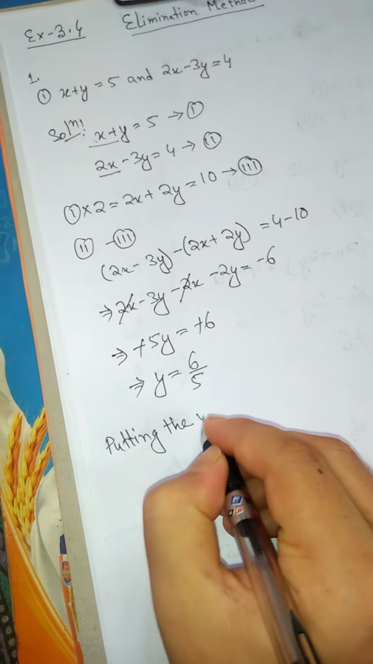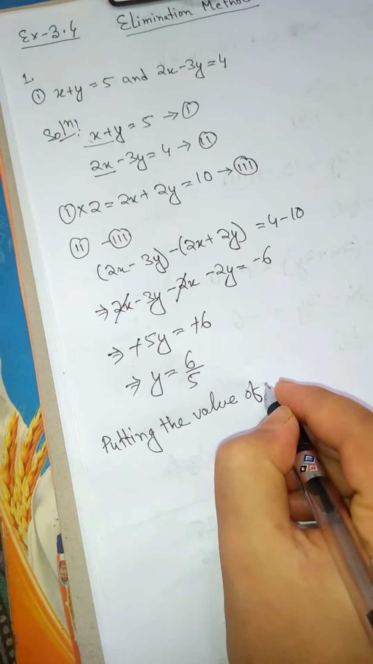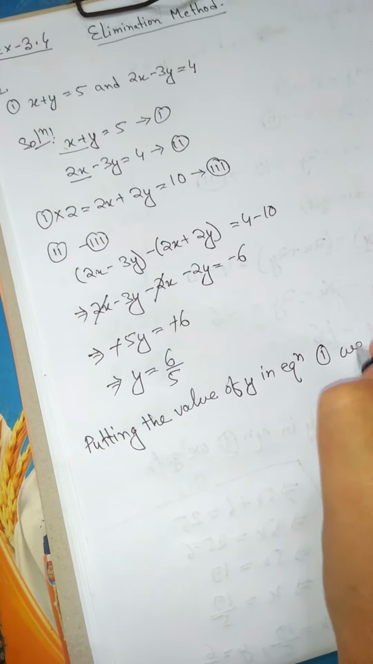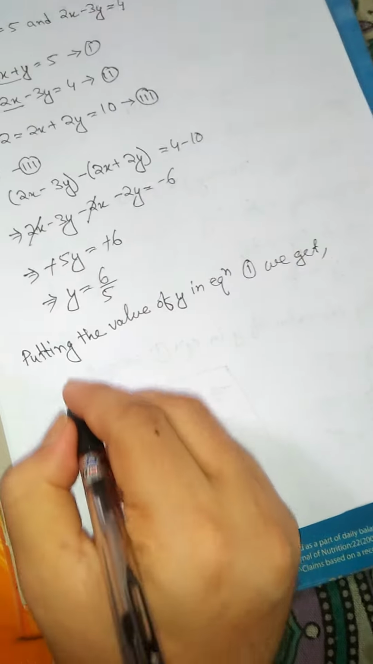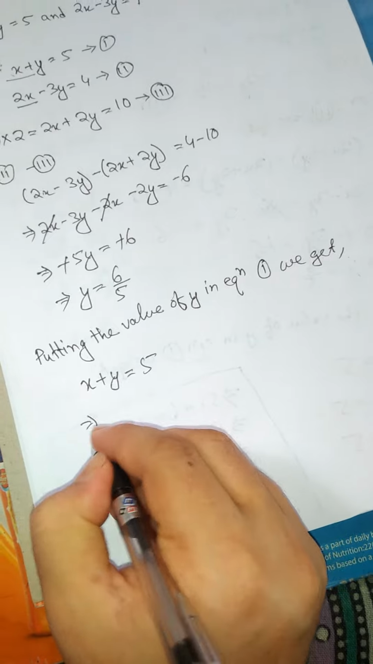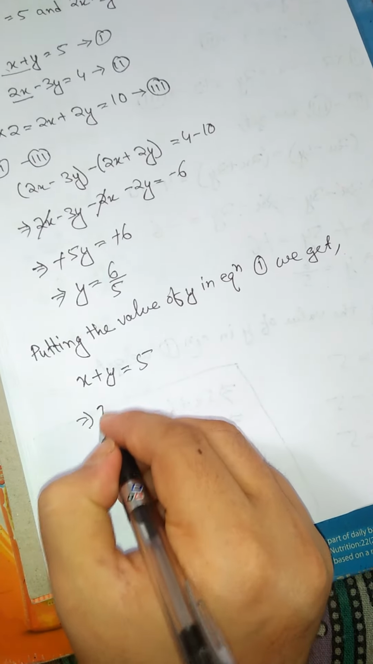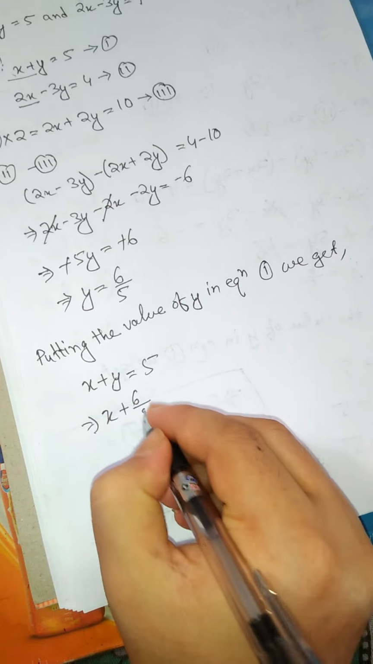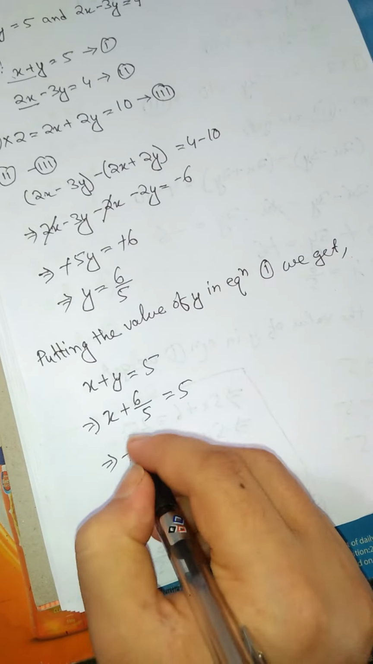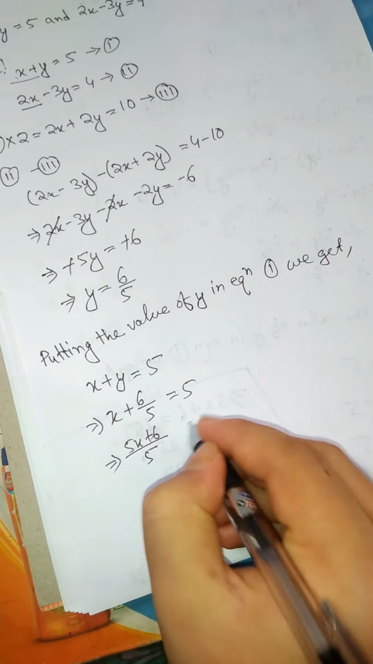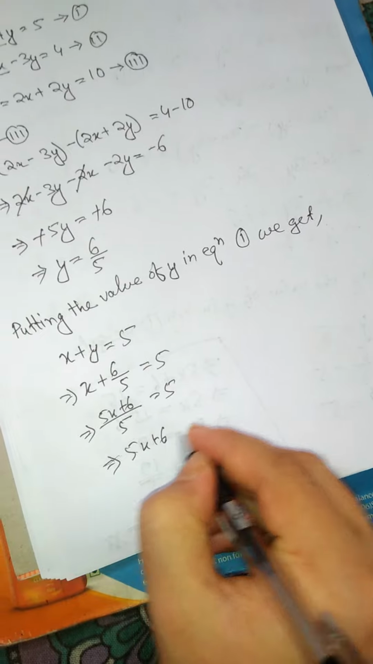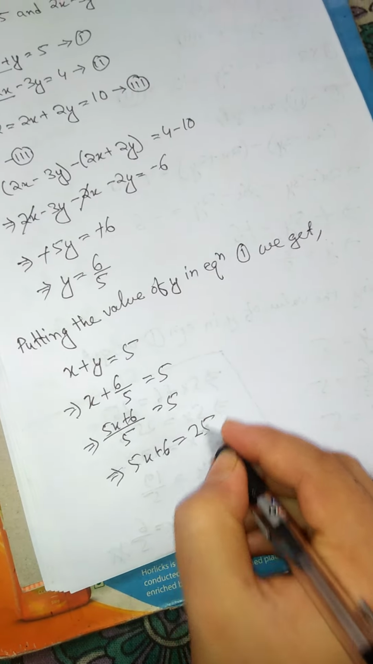Now putting the value of y in equation 1, we get x plus y equal to 5. So x is not given, y is 6 by 5, equal to 5. So we have to take the LCM. LCM will be 5. 5 into x, 5x plus 6 equal to 5 into 5, 25.